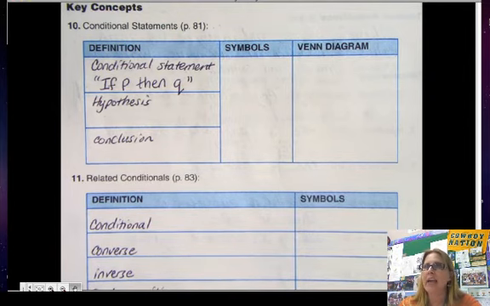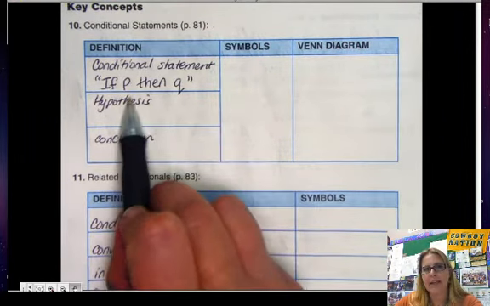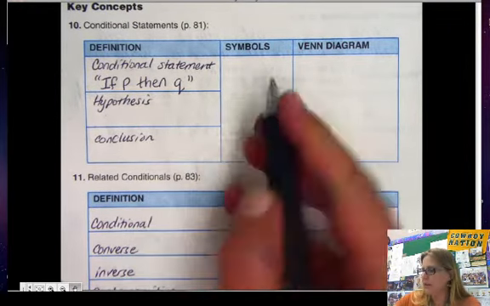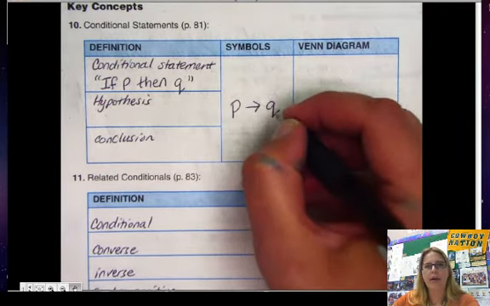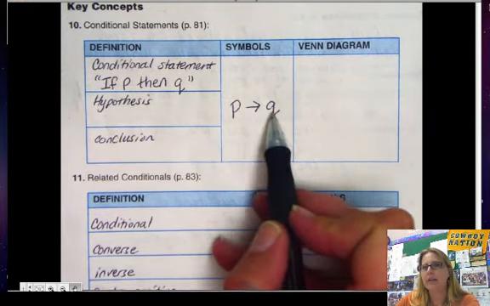It could be if it is Saturday, then tomorrow is Sunday. It could be if it is raining, then there are clouds in the sky. It could be if an insect is a butterfly, then it has 4 wings. It could be anything. P, then Q. So P is anything and then anything else. So in symbolic form, what that looks like is P arrow Q. The arrow means then. So if P, then Q.